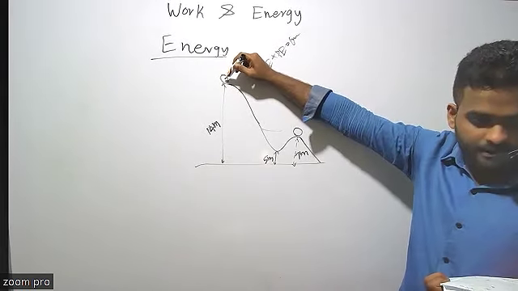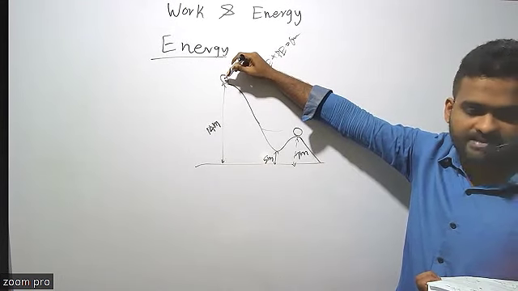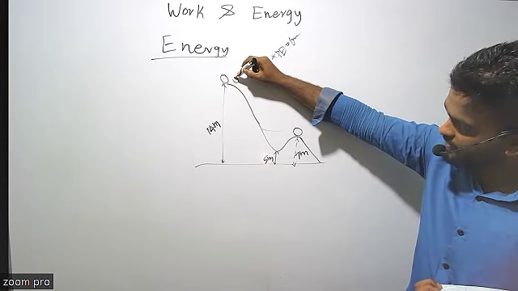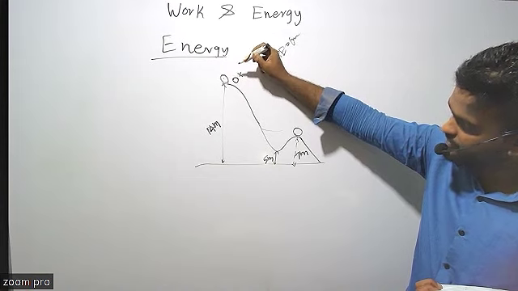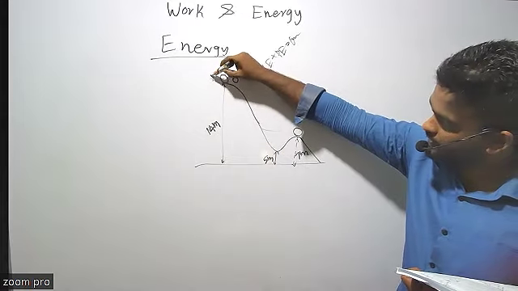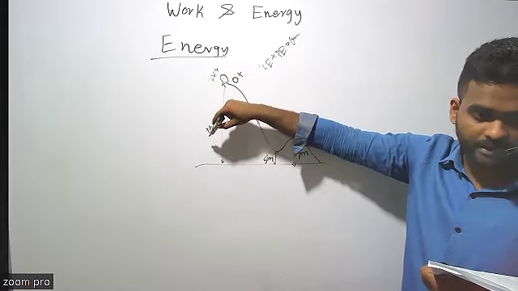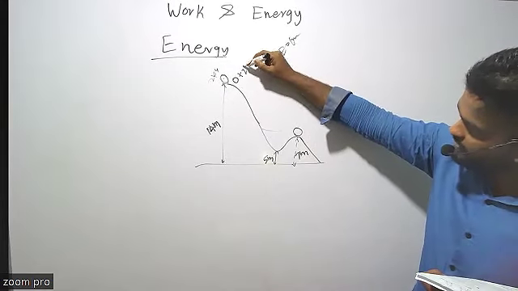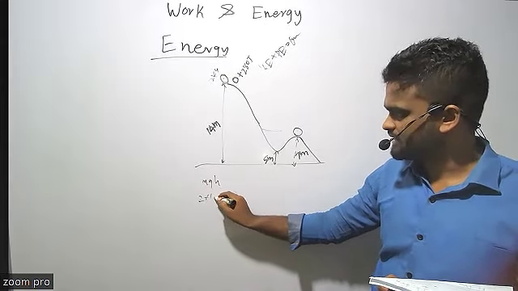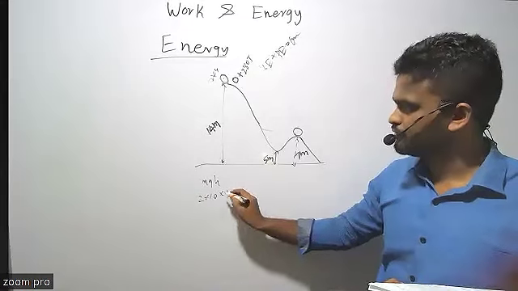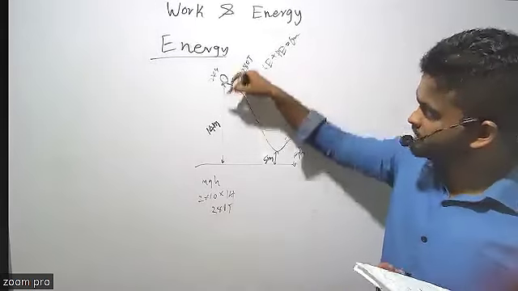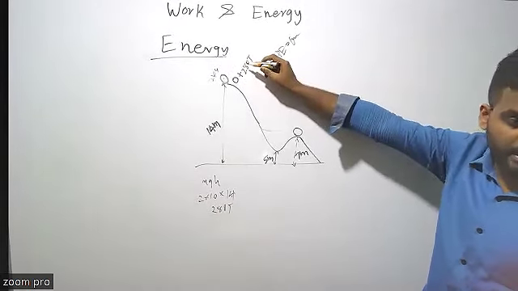So here it just starts to slip. Velocity here is 0, right? So at this point kinetic energy is 0, and potential energy is what? mgh, mass is 2 kilograms. So 2 times 10 times h, which is 14. 14 times 2 is 28, times 10, it is 280 joules. Understood? So 0 plus 280, that's the total energy there.